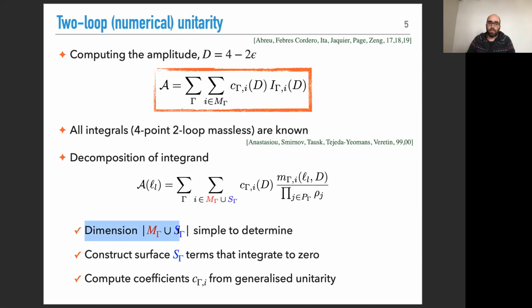First, the dimension of the space is simple to determine at any order, but in particular for this calculation, it's power counting specific, so theory specific. So the steps in achieving these decompositions will be to first construct the surface terms, and then compute these coefficients. And once we've computed these coefficients, integrating the amplitude and obtaining this form is simply setting to zero the surface terms.